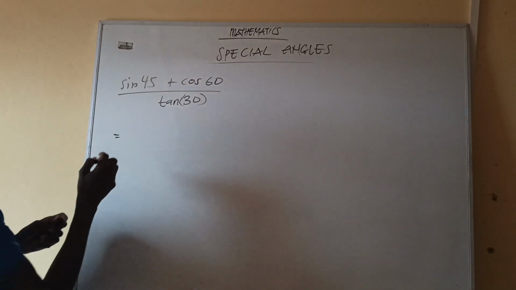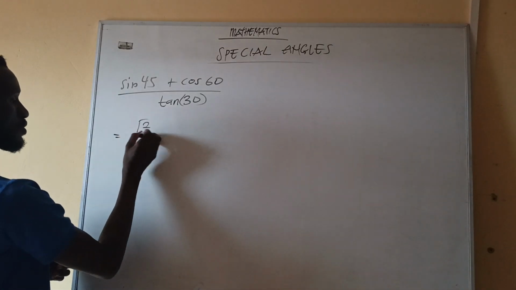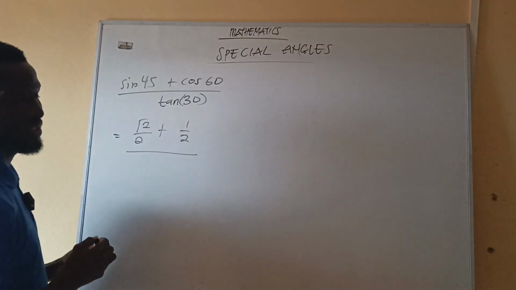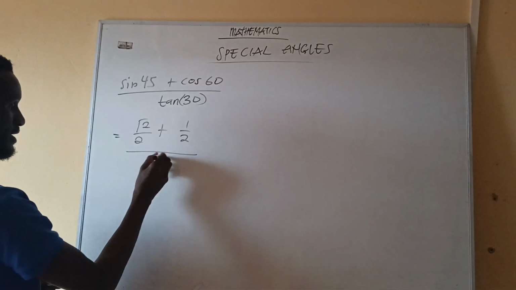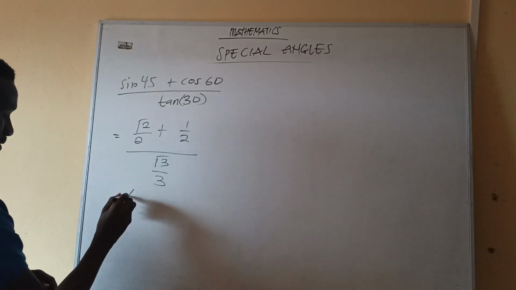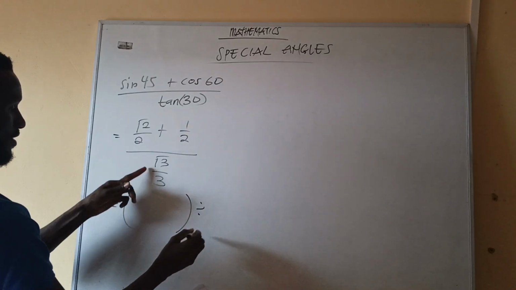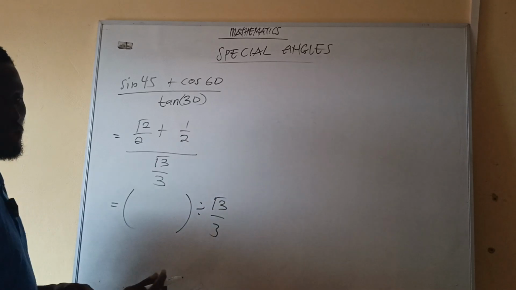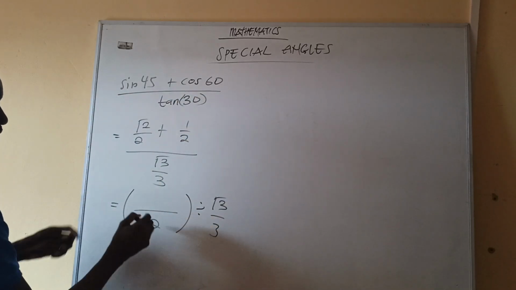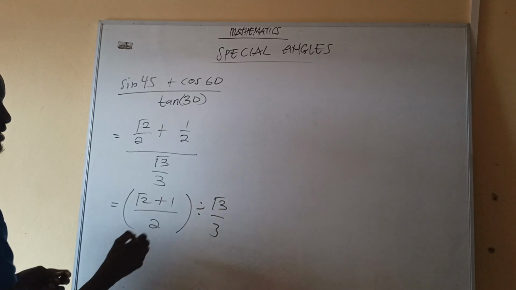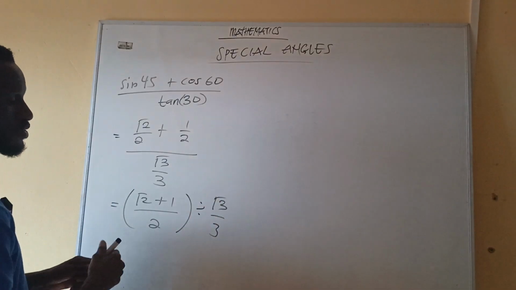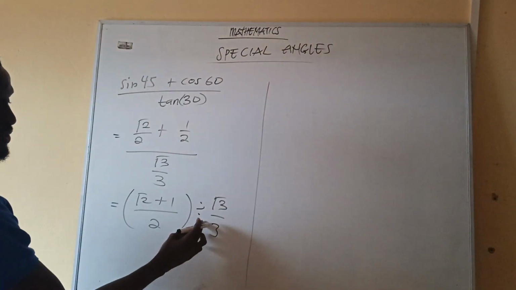Now, this one gives us what? What is sine 45? Sine 45 is root 2 out of 2. Now, cos 60 is 1 out of 2, divided by tan 30. Tan 30 is root 3 out of 3. Now, with this one, the numerator will be here divided by the denominator, to make the thing so simple for us. The LCM is 2. It is like fractions, so I can just add the numerators. At this particular point, I'm going to change this one to multiplication and then reciprocate this one.